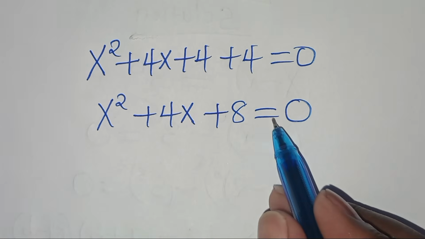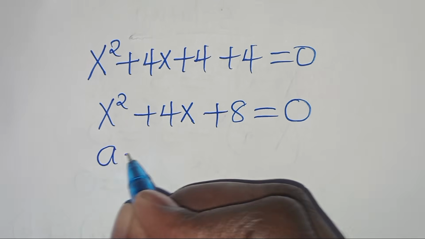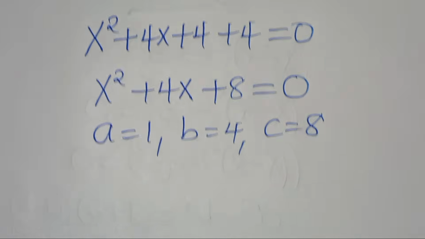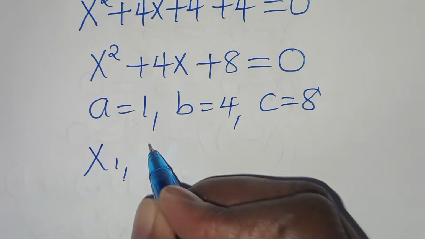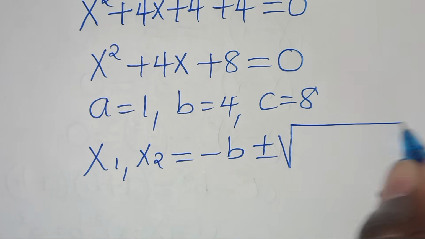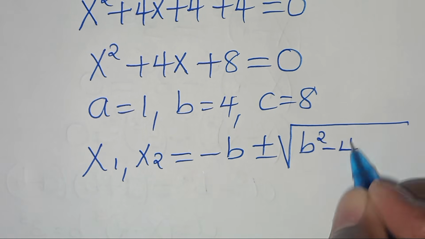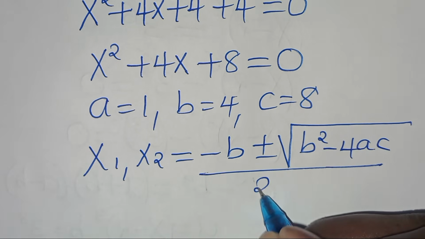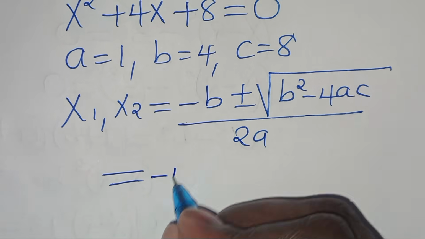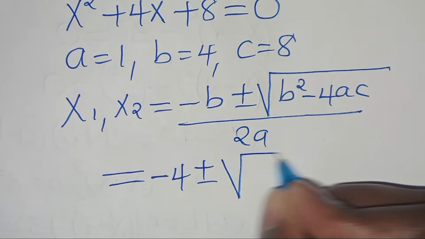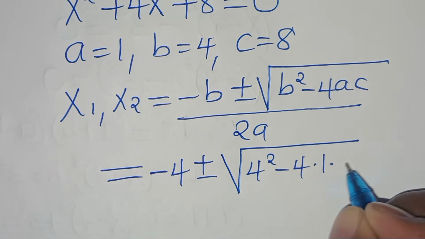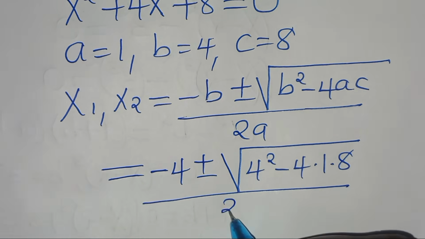This is a quadratic equation where a is equal to 1, b is equal to 4, and c is equal to 8. So we can solve for x1, x2 by applying the quadratic formula, which is minus b plus or minus the square root of b squared minus 4ac, everything divided by 2a. Let's substitute the values of a, b, and c. So we have minus 4 plus or minus the square root of 4 squared minus 4 times 1 times 8, divided by 2 times 1.